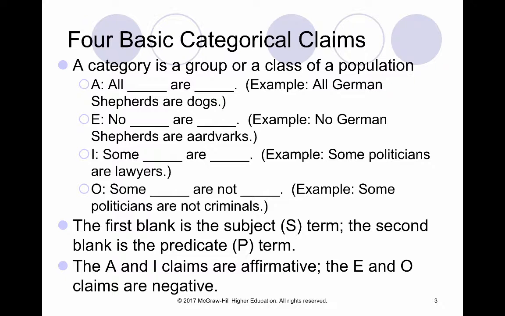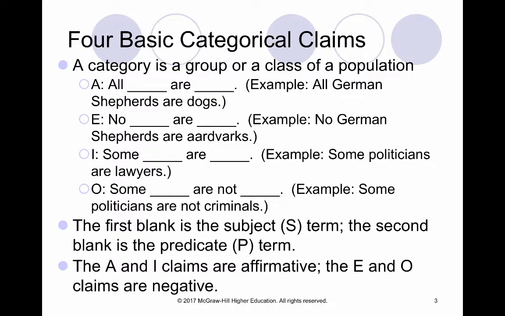An A claim is structured like this: all blank are blank. The example here, all German Shepherds are dogs, makes the claim that the entire population of the category of German Shepherds is part of the category labeled dogs. An E claim is the opposite of that. No blank are blank. The example here, no German Shepherds are aardvarks, makes the claim that none of those in the category of German Shepherds are members of the category of aardvarks.